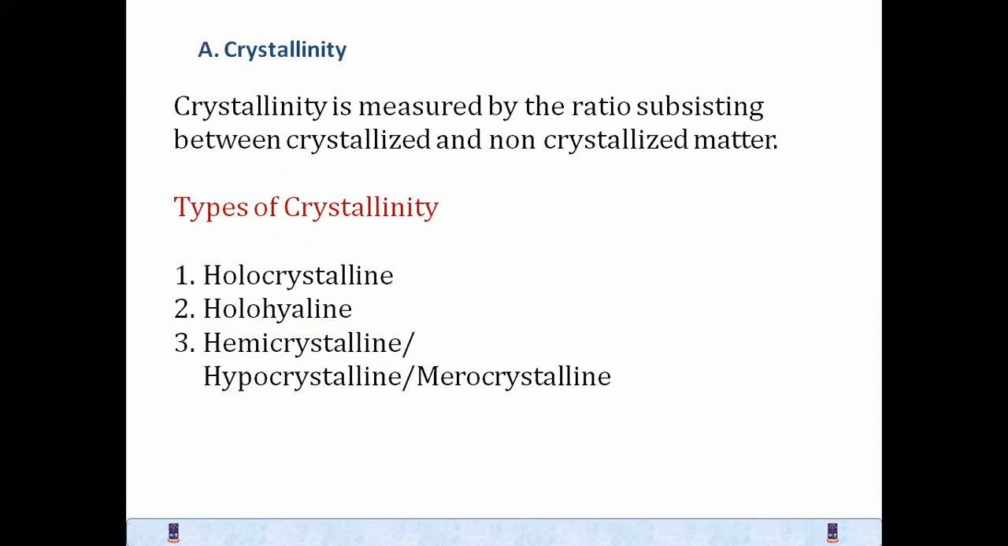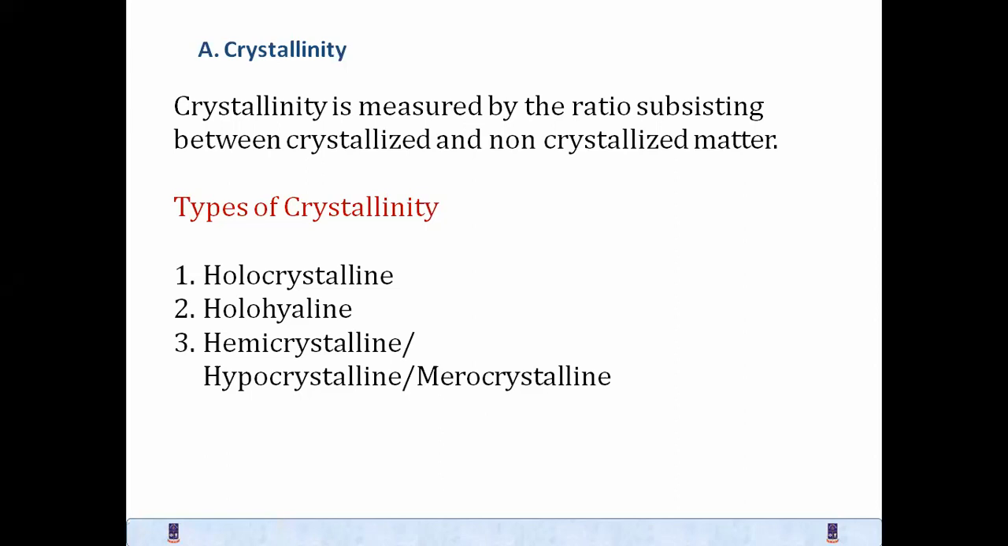There are different types of crystals. First one is holocrystalline, second one is holohyaline, and third one is hemicrystalline, or it is considered as hypocrystalline, mesocrystalline, merocrystalline, etc. These terms are not common. You have to remember these terms that I have explained earlier also. So the crystals present in the rock are of three types: holocrystalline, holohyaline, and hemicrystalline.